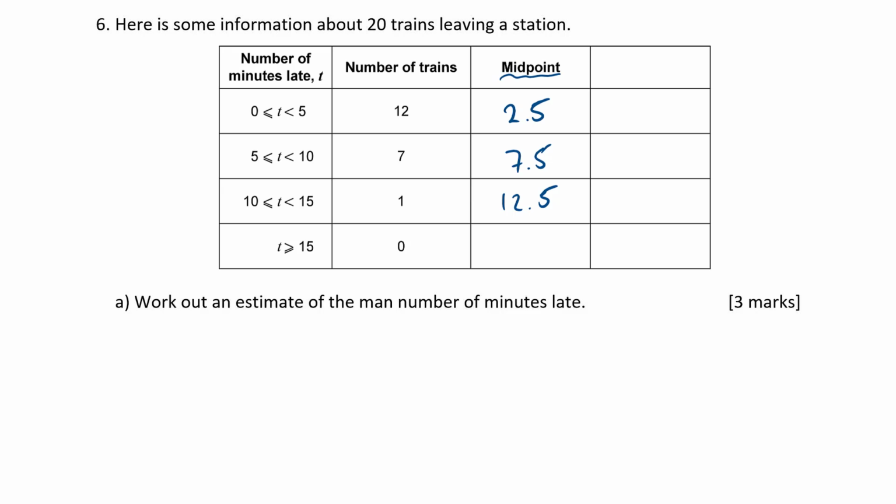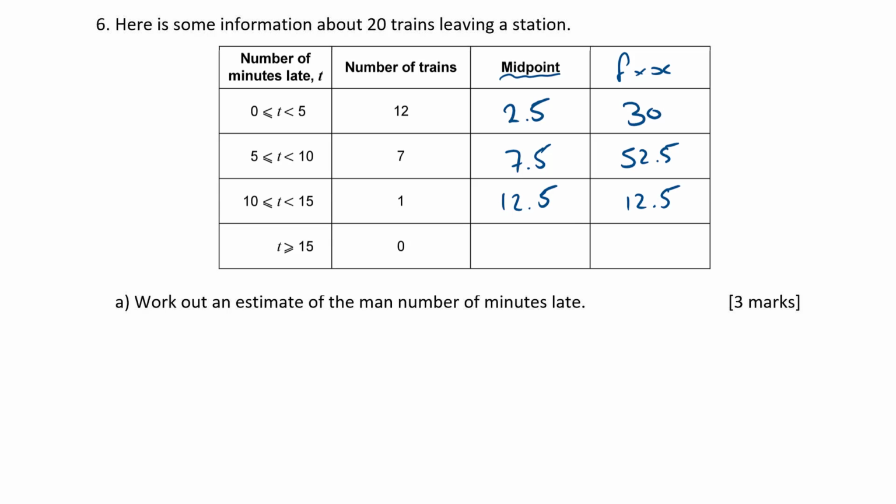Okay, and then to find an estimate of the mean, we need to multiply our f values, our frequency, times our x value, whatever the values are that we've got. Okay, so we're going to use the midpoint as our estimate. So 12 times 2.5 basically. So reaching for a calculator. So 12 times 2.5, that comes out to be 30. 7 times 7.5 is 52.5. 1 times 12.5 is just 12.5.